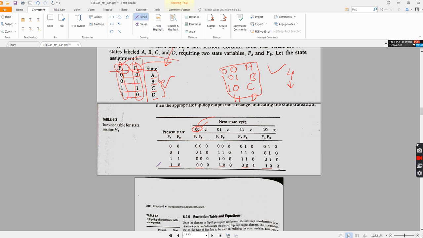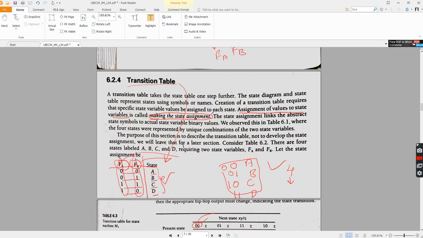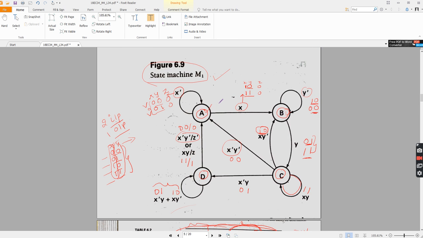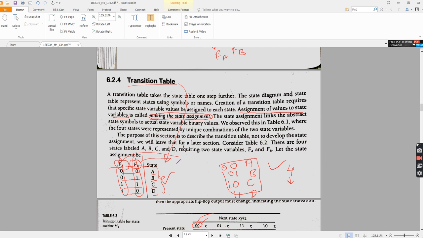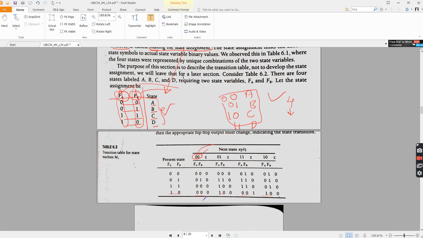Now once the transition table is ready, what did I ask in the question? I asked to realize the state machine for this state graph using SR, D, T and JK flip flops. So for all the flip flops, till this point, till the transition table, your analysis will be the same. Till the transition table, the graph or whatever table you write will be the same. Is that point very clear?